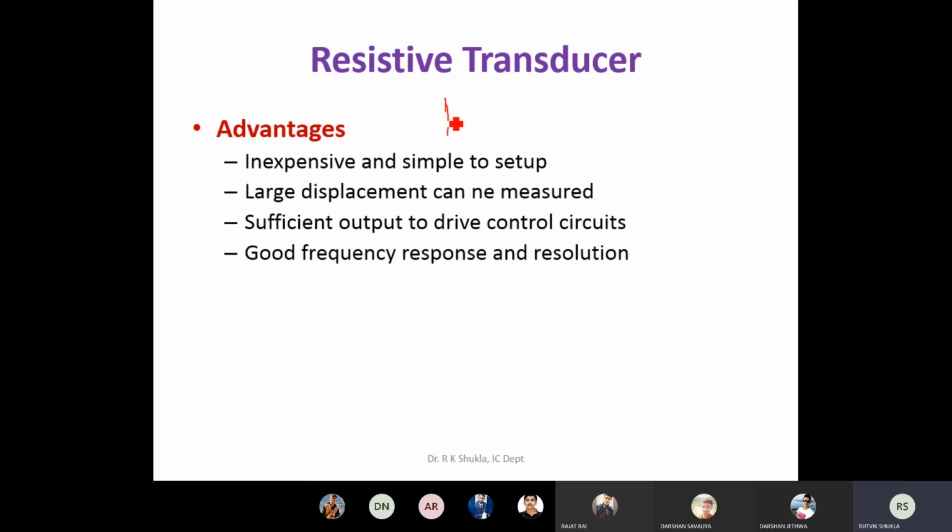Can anyone tell me what does frequency response mean in the resistive transducer? Fast response. Okay, good. Fast response, frequently fast response. Okay, good frequency response.